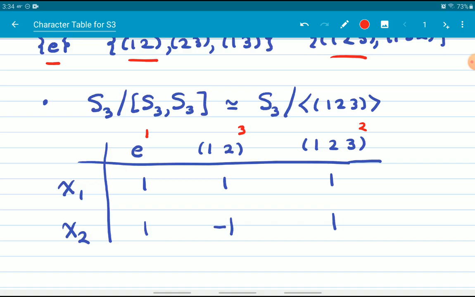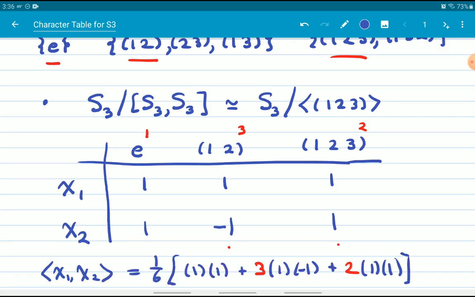The inner product is going to be 1 over 6 times 6 terms, but I don't have to compute 6 numbers because 3 of them will all be the same. They'll all be involving elements in this conjugacy class, and 2 will be involving elements in this conjugacy class. So just to verify, chi1, chi2 works out to this. The 3 and the 2 are the sizes of those conjugacy classes. Of course, that does add up to 0. So how do we complete this table?